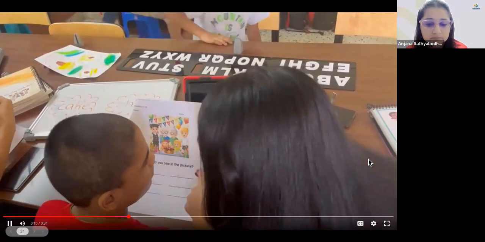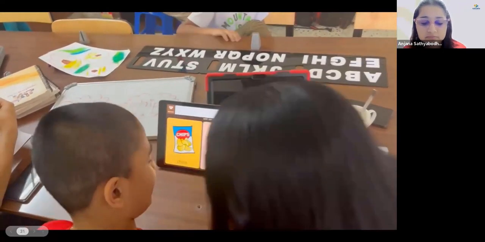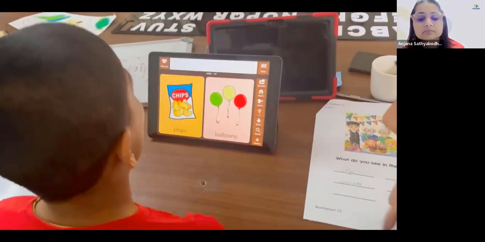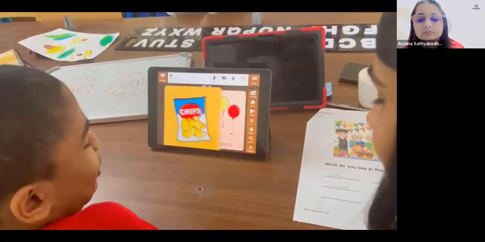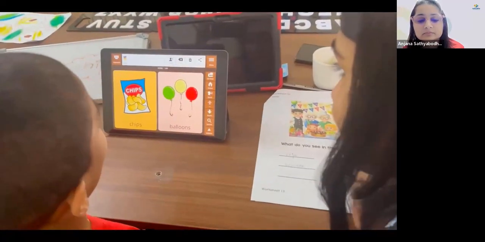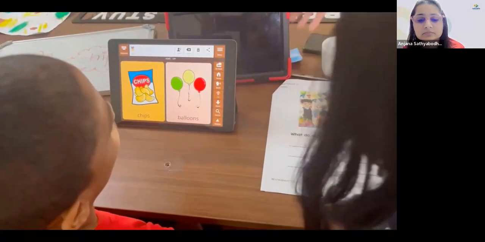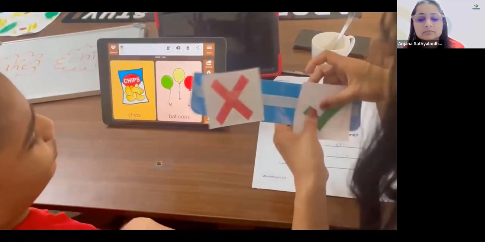What do you see in the picture? Chips or balloons? Can you use your pointer finger? What's your worksheet? Chips or balloons? Yeah. Are you telling me? You want chips?